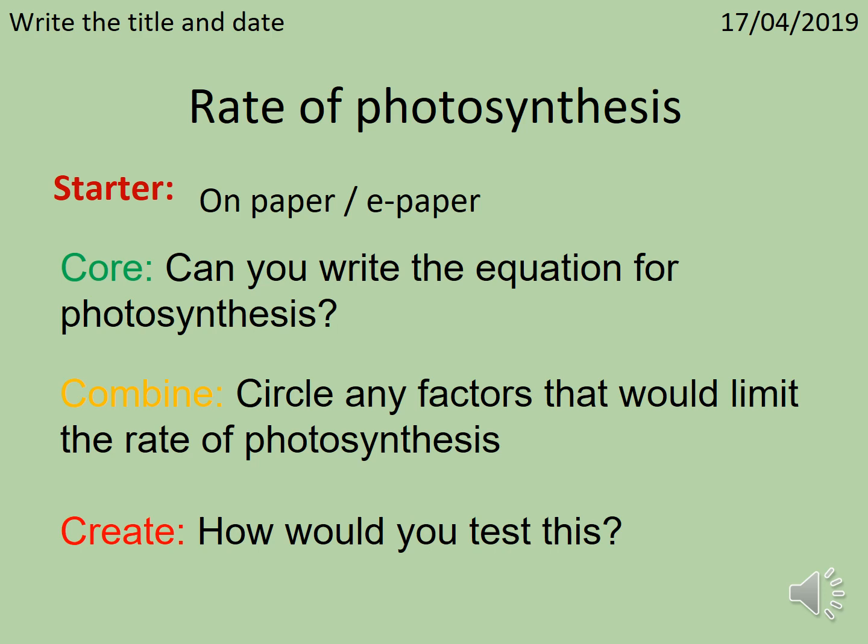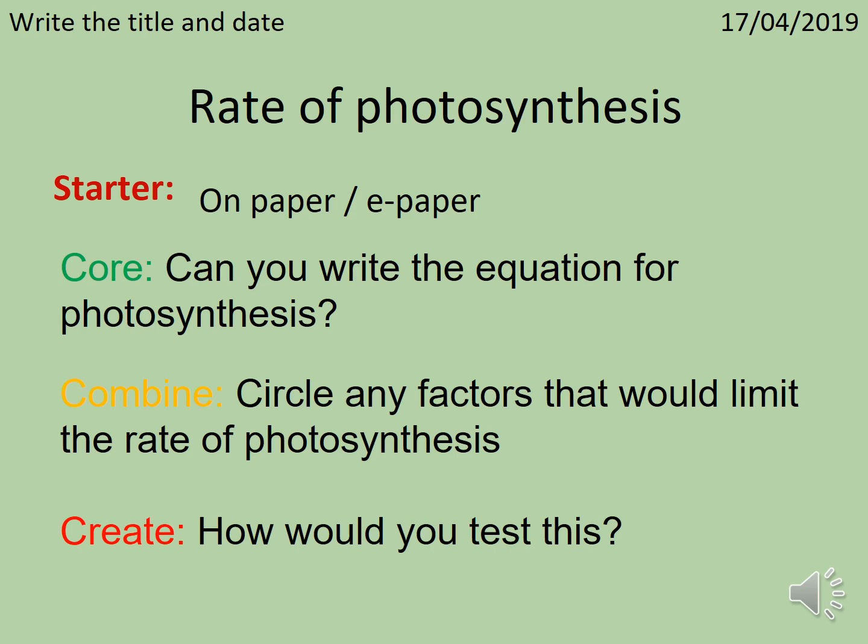So the first task, I'll give you a little bit of time to go through this, but it's really important that you can write the equation for photosynthesis, not to be confused with the equation for respiration. They are very similar, but in reverse. For combine, can you think of any factors that would limit the rate of photosynthesis?